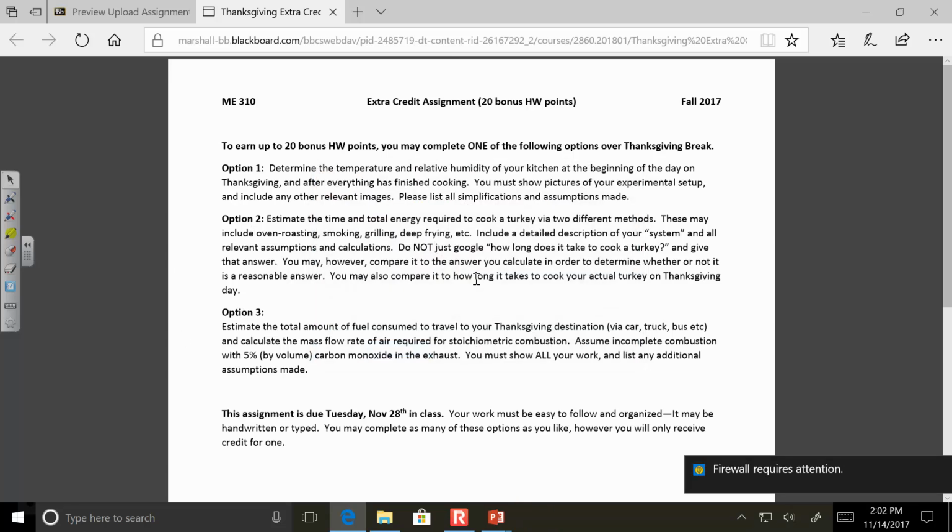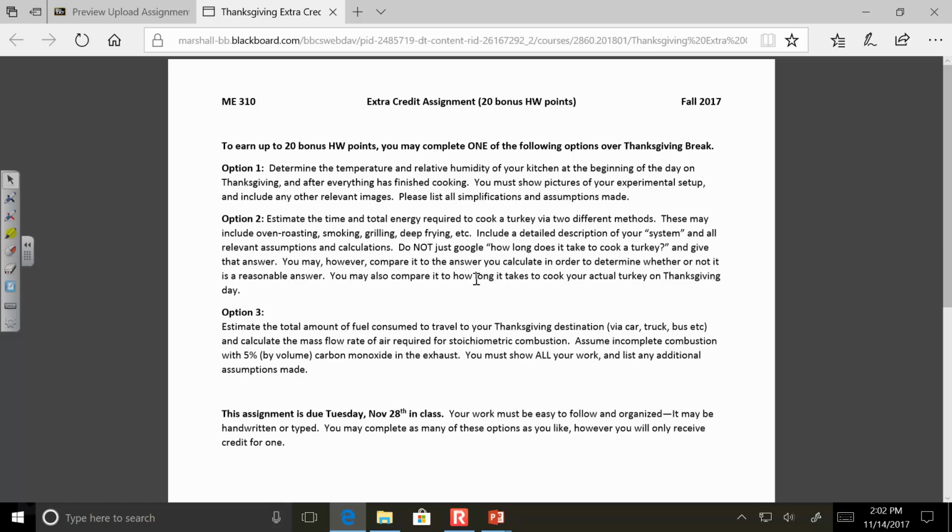So that's more important to me, is the process of you making certain assumptions about your turkey, about the temperatures, about your oven, whatever it might be. Just the process that you go through in order to determine some of those variables is what I care about, not necessarily how long it actually takes. But you can look at those answers on the internet to see if your answer is reasonable. And then if you want to compare it to how long it actually took the turkey to cook on Thanksgiving and see how close you were, that's another good thing to put in there.